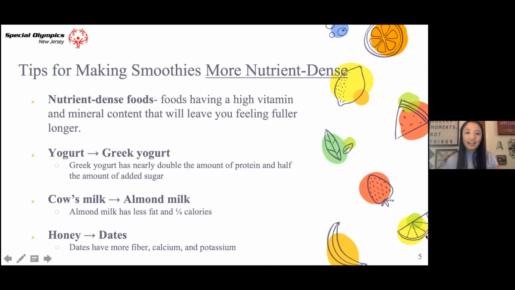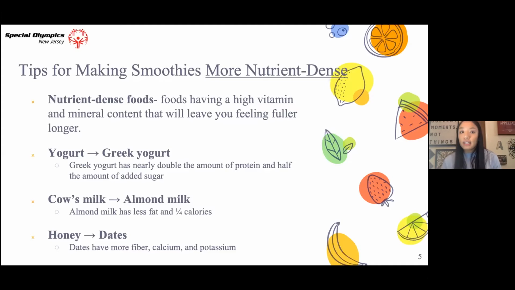dates are little brown fruits, they look like big raisins, but they're very, very sweet naturally. But the difference between honey and dates is that dates have more fiber, calcium, and potassium, which are all different minerals and nutrients that provide us energy for different reasons, which have more health benefits than what honey would have alone.